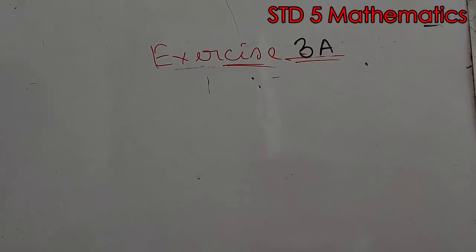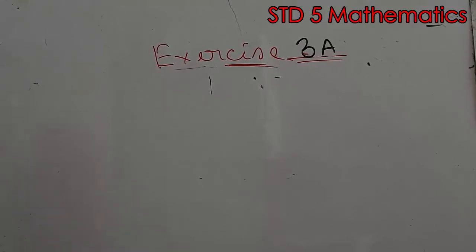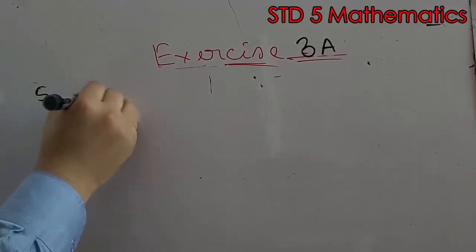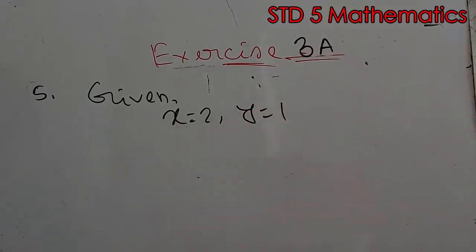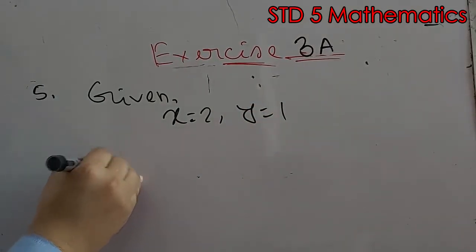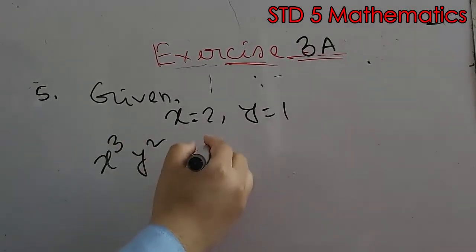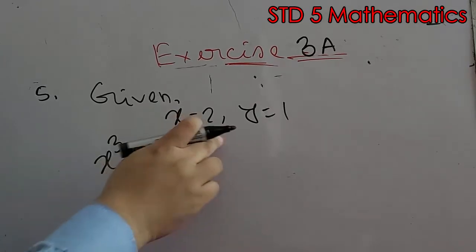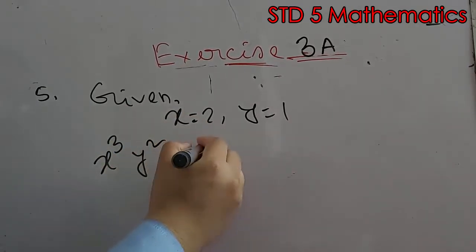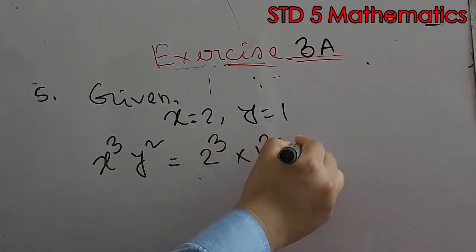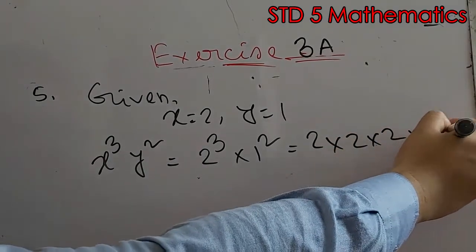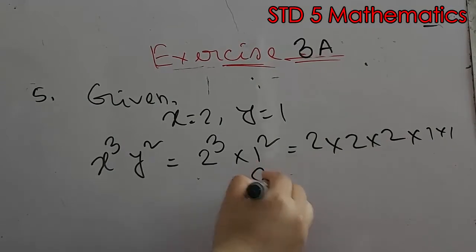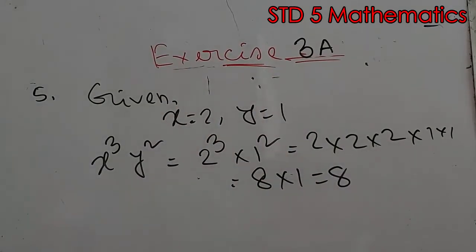Now, number 5. Number 5 says, write the value of x cube y square when x equals 2, y equals 1. So, here given, x equals 2 and y equals 1. Now, we have to find out the value of x cube y square. If we put the value of x in that algebraic expression, that will be 2 cube into 1 square. 2 cube means 2 into 2 into 2, into 1 into 1. So 2 into 2 into 2, that means 8, into 1, that means 8. So 8 will be the answer of number 5.